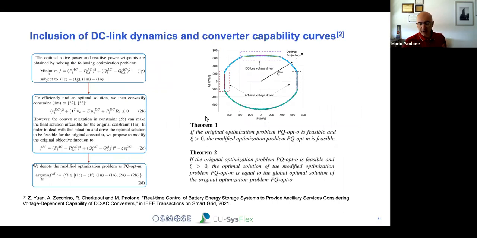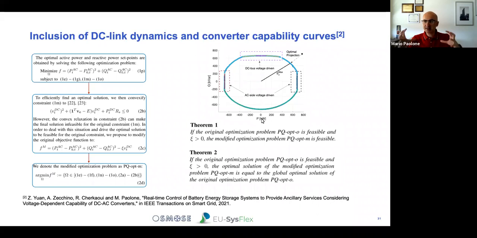Now, these are pretty standard concepts. What we did in addition is to couple these grid forming and or grid following controllers with an optimal controller that also takes into account the dynamics of the DC link, in this case the dynamics of the battery, and the fact that your power converter cannot always provide the amount of power that you request, because there is a capability curve, which you see in this figure, that determines in the PQ plane the region of feasible operating points.